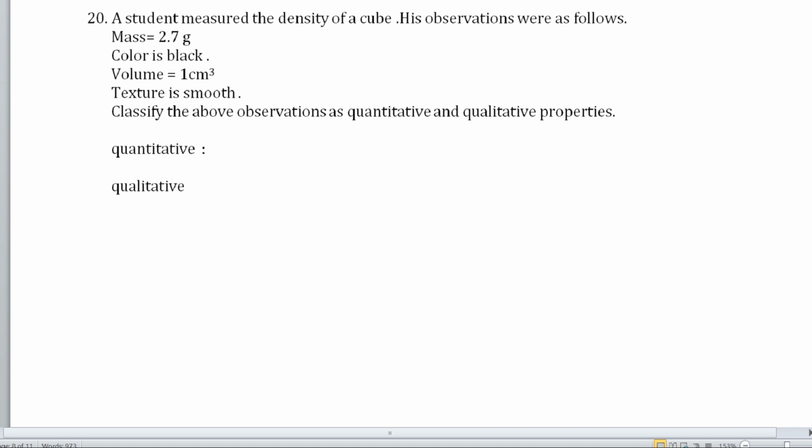A student measured the density of a cube. His observations were as follows. It has a mass of 2.7 gram, color is black, volume is 1, texture is smooth. Classify the above observations as quantitative and qualitative. Quantitative could be the mass, just copy 2.7 gram, and volume.